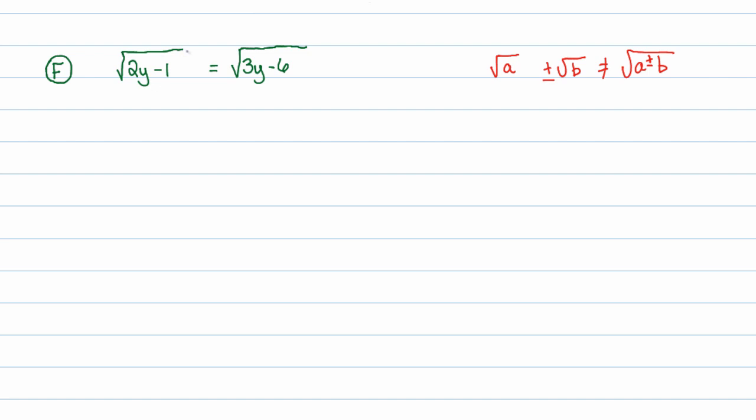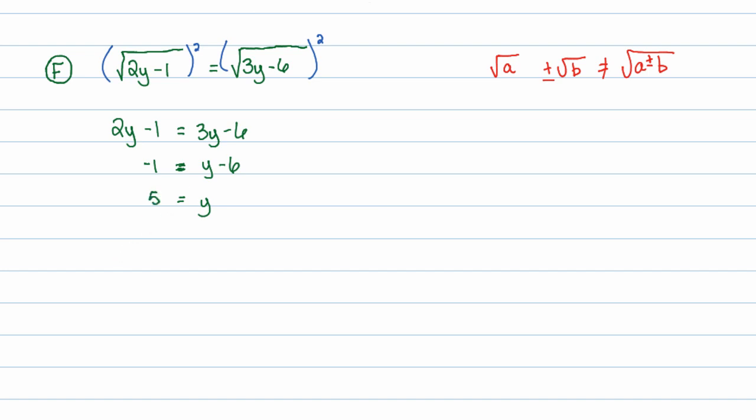So let me go ahead and square both sides. If I square the left-hand side and then square the right-hand side, I'll get 2y minus 1 is equal to 3y minus 6. Actually a pretty simple equation to solve, right? Subtract 2y from both sides. We get negative 1 is equal to y minus 6. Oops, my equal sign is a little messed up. And then add 6 to both sides. You'll get y is equal to 5.